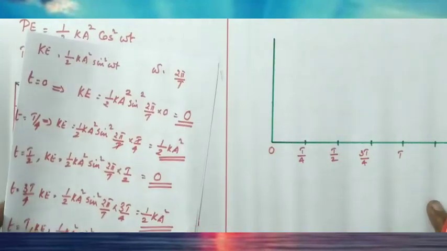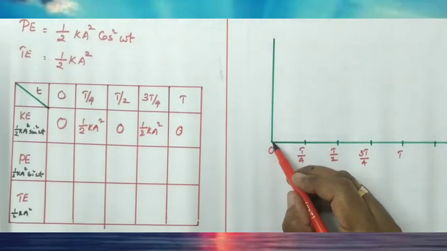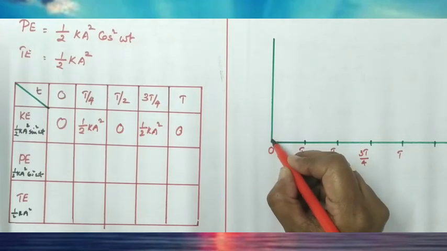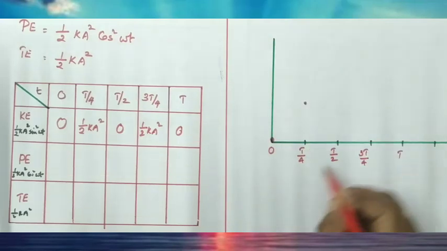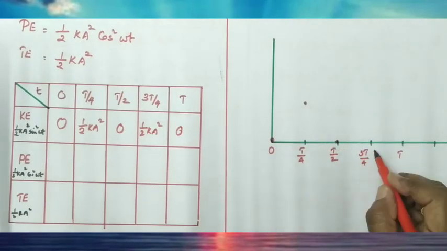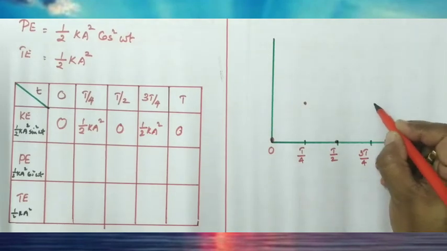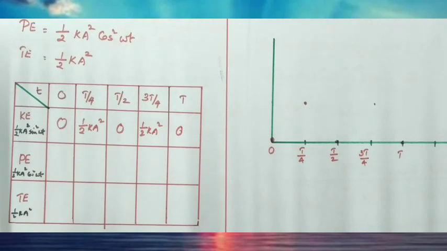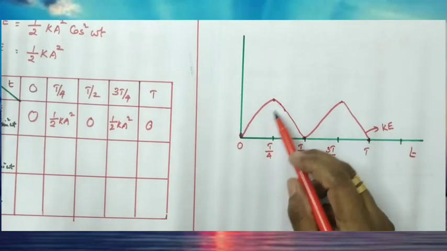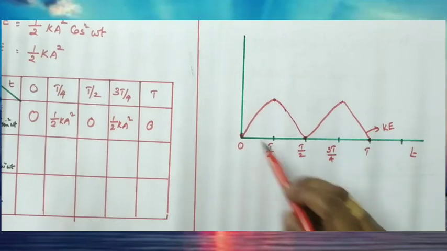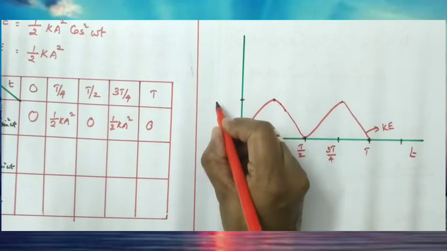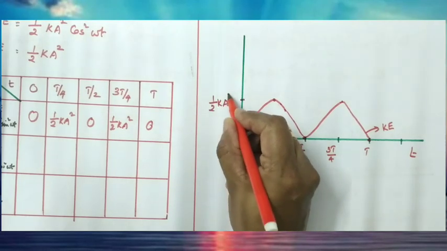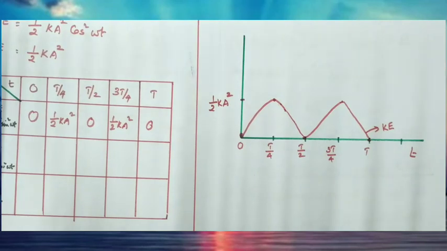Now we can draw the graph here. Initially at starting time 0, kinetic energy is 0. Then at T by 4, kinetic energy is half k a square. At T by 2, kinetic energy is 0. At 3T by 4, kinetic energy is again maximum. Next 0. So if you plot the graph, this is the kinetic energy time graph. If we join the points, this is the shape of the graph. And what is this maximum value? Half k a square.